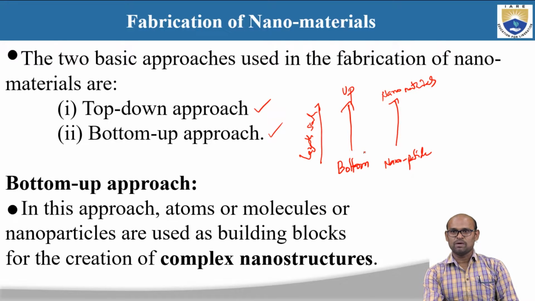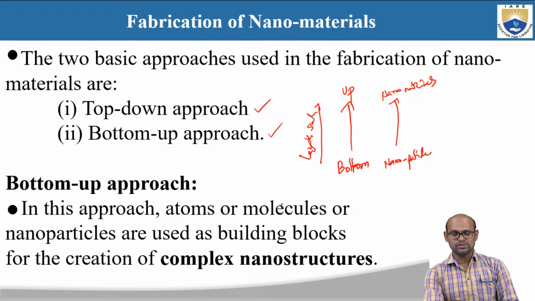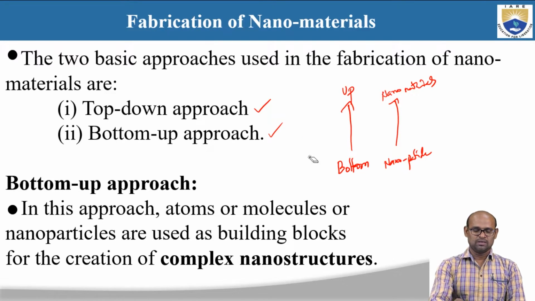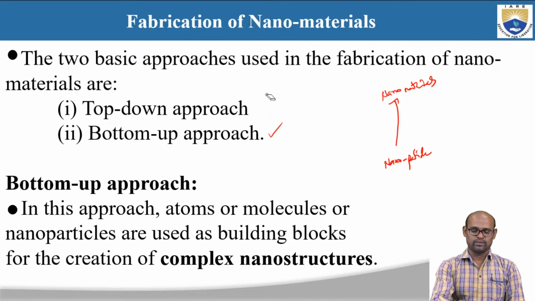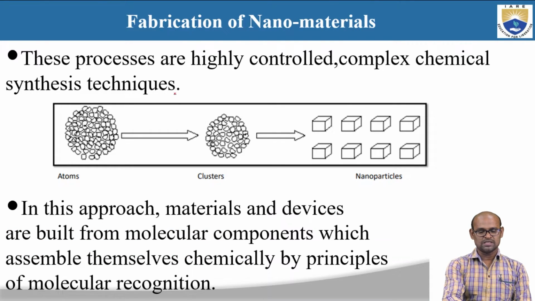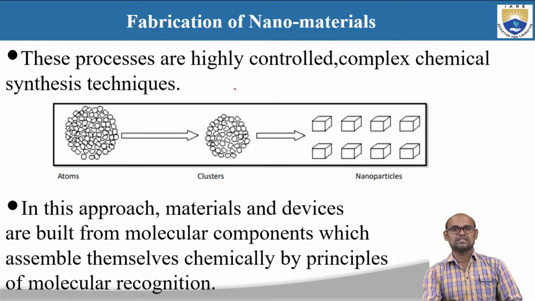So in bottom-up approach, basically we are going to use atoms or molecules or nanoparticles. Small size, small length scale particles or atoms or molecules are used to fabricate large scale nanomaterials or nanostructures. So this is what is called bottom-up approach. What is top-down approach? We will discuss this in detail. These processes are highly controlled complex chemical synthesis techniques.